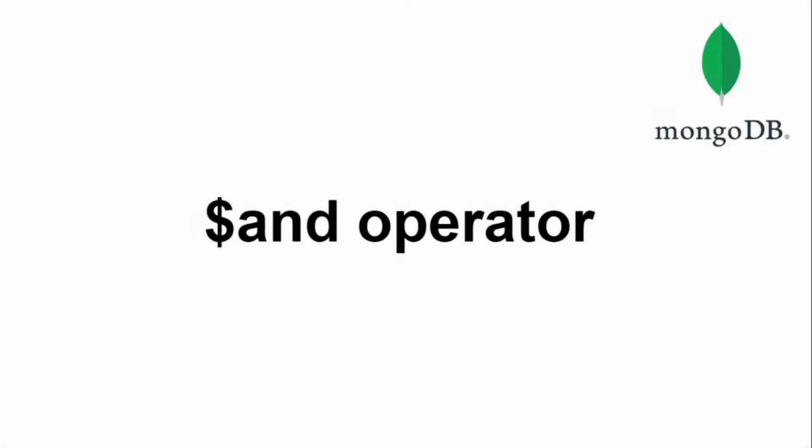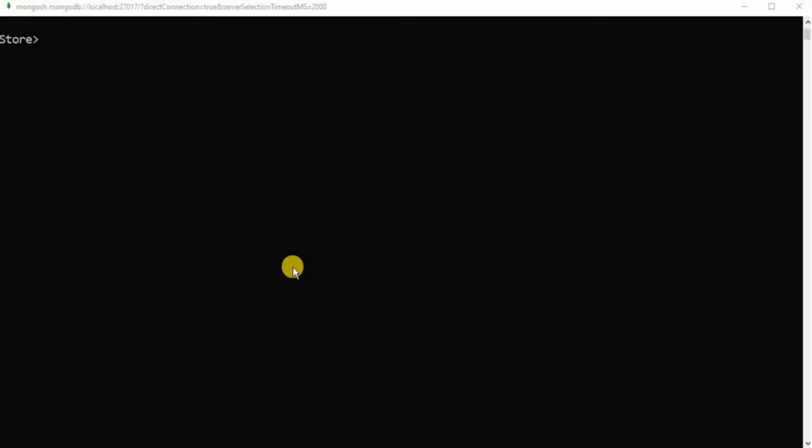Welcome back. In this video, I'm going to show you the purpose of the AND operator and how you can use the AND operator in MongoDB. The AND operator in MongoDB works in the same way as it does in any programming language. The AND operator is a logical operator and it performs a logical AND operation on an array of 2 or more expressions and selects the documents that satisfy all the expressions in the array.